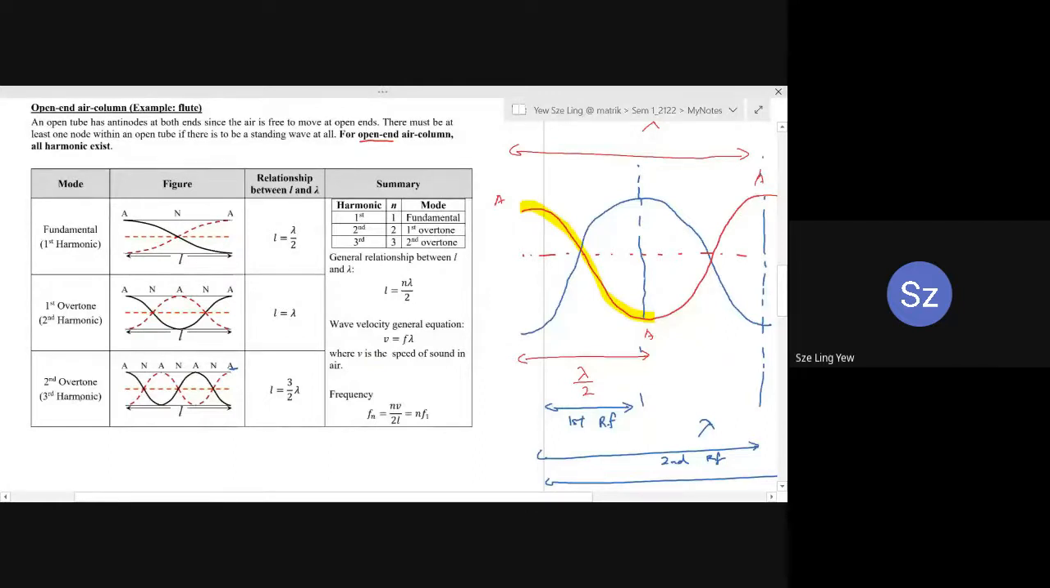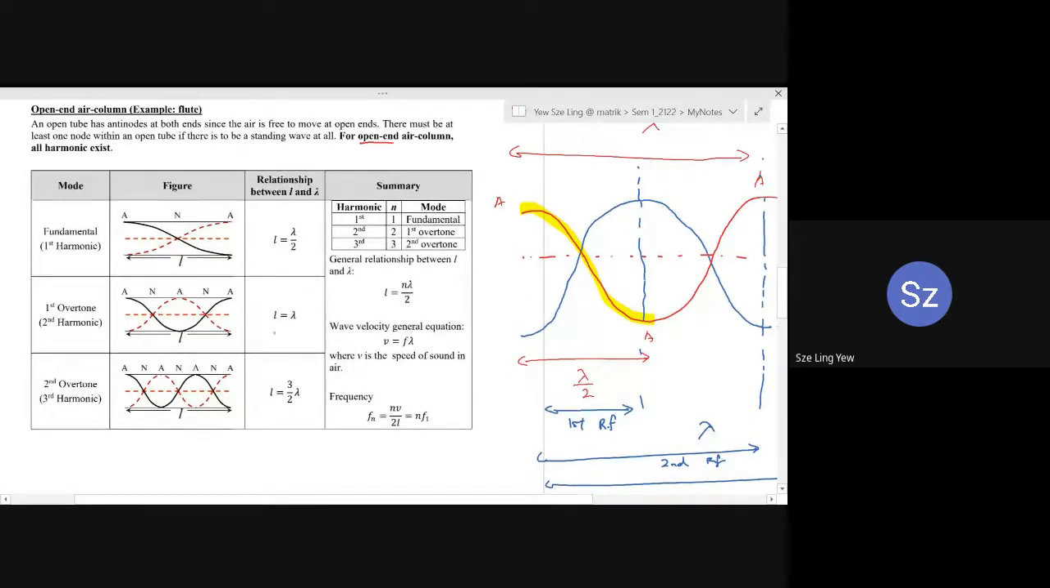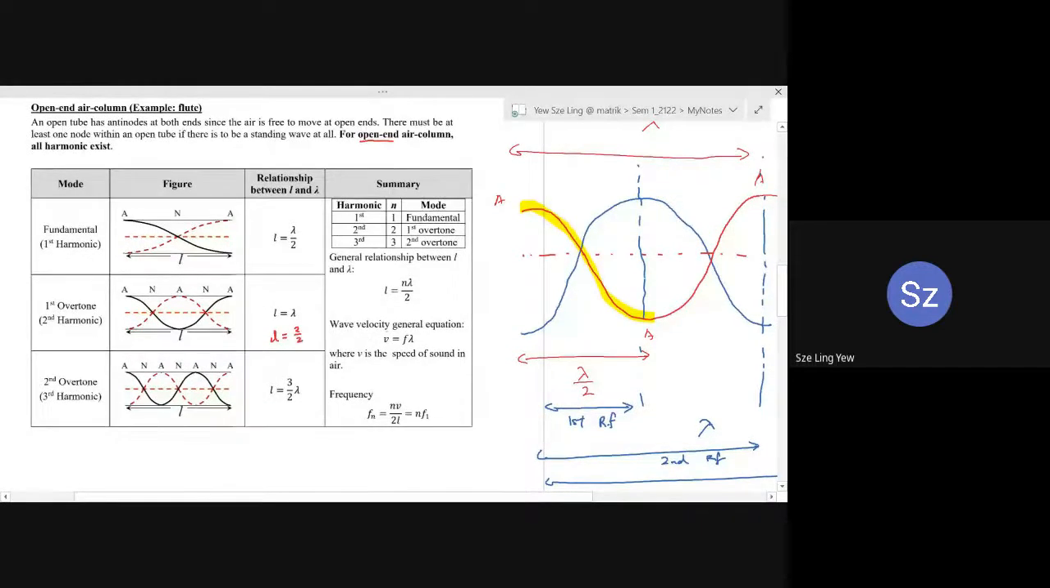This is your third harmonic, your second overtone. So antinode and antinode again on both ends. And now we know the relationship is L equals 3 over 2 lambda. This is for open end. For open end, the relationship between L and lambda is very similar to the string. L is still 2 over 2 lambda. So you look at the general relationship. If it keeps going on, the general relationship between L and wavelength is L equals n lambda over 2.